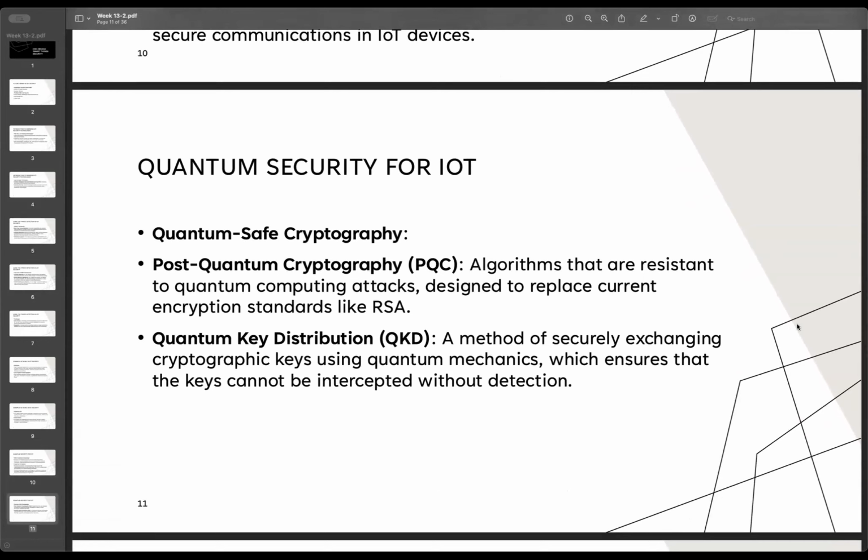It is a kind of post-quantum cryptography, which can be called PQC. This algorithm can be resistant to quantum computing attacks. Maybe we can decide to replace current encryption standards like RSA. That is one direction, or quantum key distribution, which we call QKD. It can be a method to securely exchange the cryptographic key using quantum mechanics, so we can ensure that the key cannot be intercepted without detection.